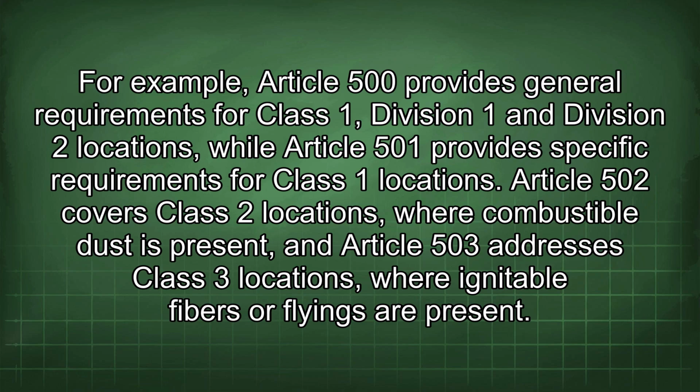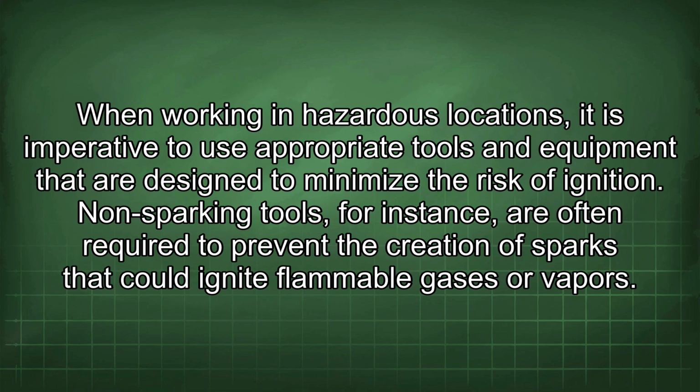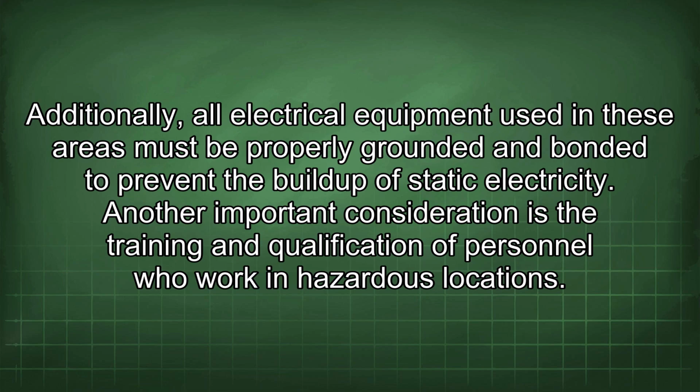Article 502 covers Class 2 locations where combustible dust is present, and Article 503 addresses Class 3 locations where ignitable fibers or flyings are present. When working in hazardous locations, it is imperative to use appropriate tools and equipment that are designed to minimize the risk of ignition. Non-sparking tools, for instance, are often required to prevent the creation of sparks that could ignite flammable gases or vapors. Additionally, all electrical equipment used in these areas must be properly grounded and bonded to prevent the buildup of static electricity.